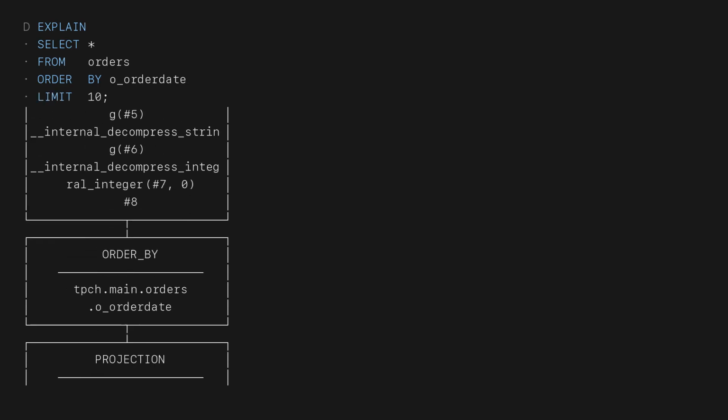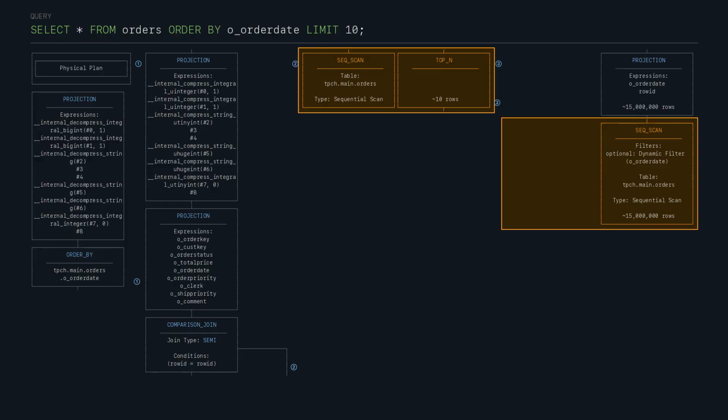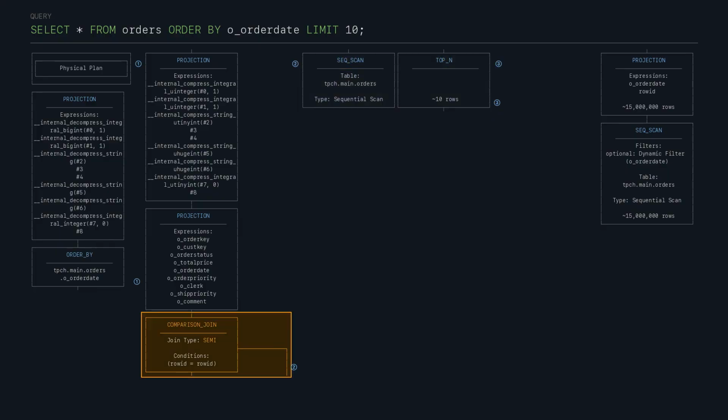We ask for select star from orders ordered by order date, limit 10. 2 table scans in the plan and a join sitting between them on row ID. The bottom scan reads only the order date column. The narrow scan, just 1 column out of 9. Order by and the top n operator find the 10 smallest dates from that narrow stream. The other scan then uses those 10 row IDs to fetch the full 9 columns of orders, but only for those 10 rows. Without this rewrite, the engine would read every column for every row, sort 15 million rows by date, and discard all but 10. The optimizer produced this row-ID plan automatically because it noticed order by plus limit on a wide projection.